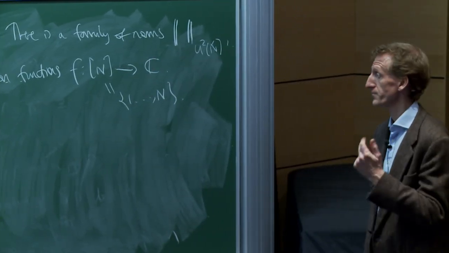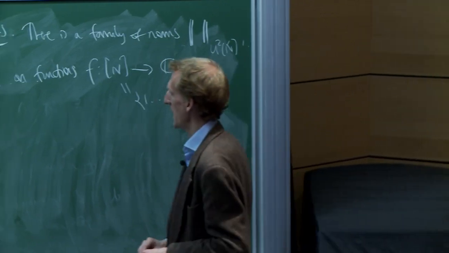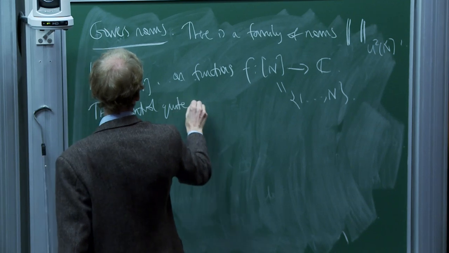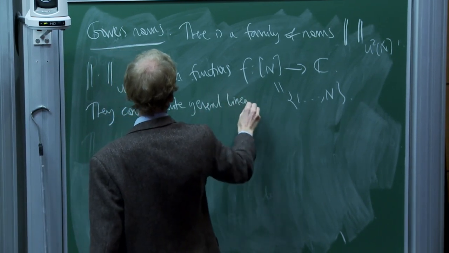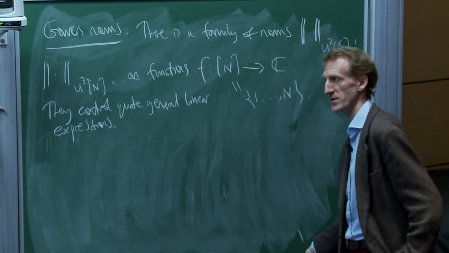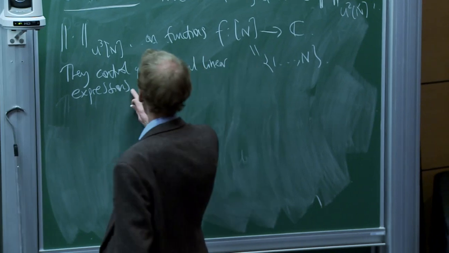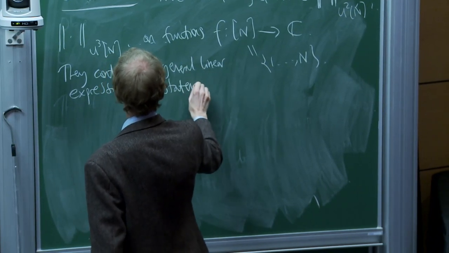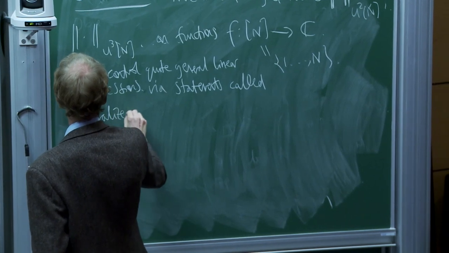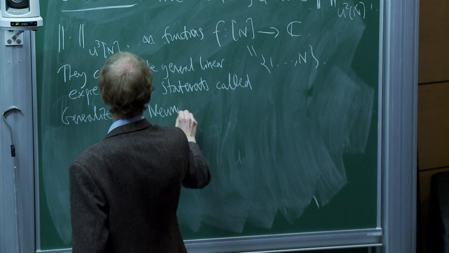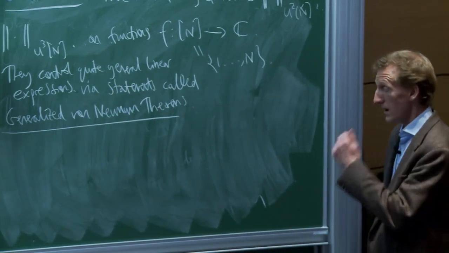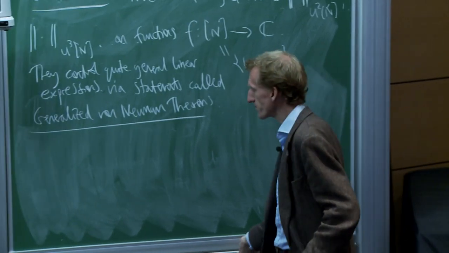So it's a family of norms. You can measure the size of a function with respect to them. And they control quite general linear expressions. And the way in which they do that is via statements known as generalized von Neumann theorems. So I'll tell you two generalized von Neumann theorems.